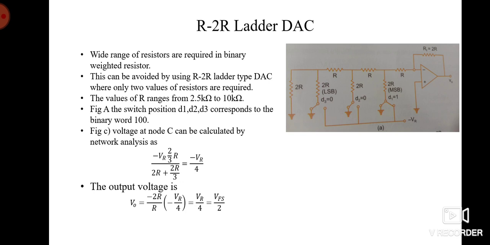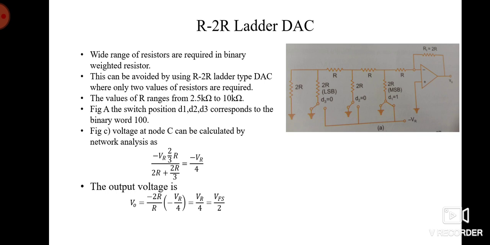This is the circuit diagram for the R-2R ladder DAC. In this R-2R ladder DAC, we can avoid the wide range of resistors required in the binary weighted resistor DAC, since only two values of resistors are required. The values of R range from 2.5 kilohm to 10 kilohm. For simplicity, in the figure, the switch positions D1, D2, D3 correspond to the binary word 1, 0, 0.